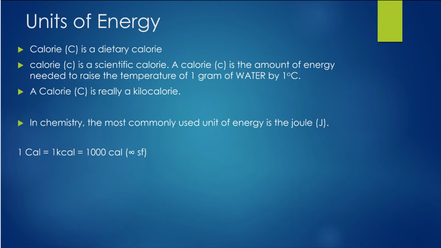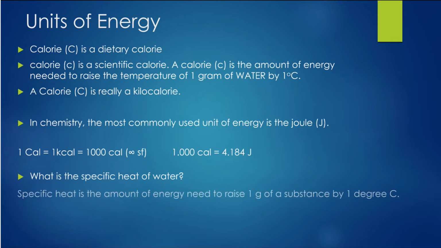So some conversions you'll need to be familiar with. Again, we just mentioned it. 1 capital Cal is really 1 kilocalorie, which is 1,000 calories. That's infinite significant digits. And 1.000 calories is equal to 4.184 joules. That one does not have infinite significant digits. There are 4 digits on both 1 calorie and 4.184 joules.